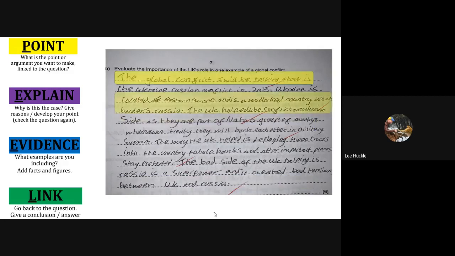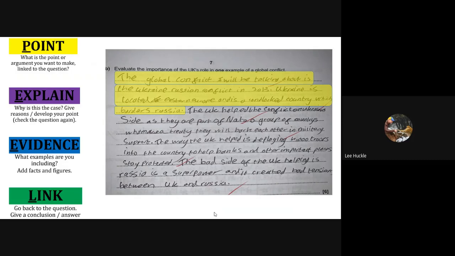Where have they made the point here? It's quite a long point. The global conflict I will be talking about is the Ukraine-Russian conflict in 2013. Straight in there with a statement and point. They've actually given the example as well. The Ukraine is located in Eastern Europe and is a landlocked country. So what they've done there is they've given some place detail to that point.